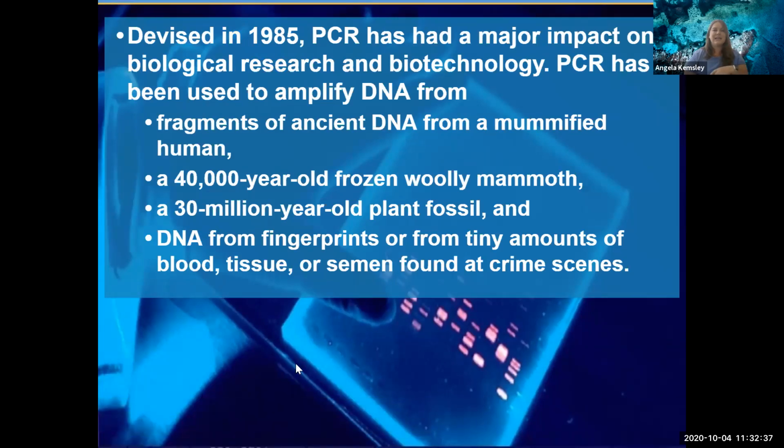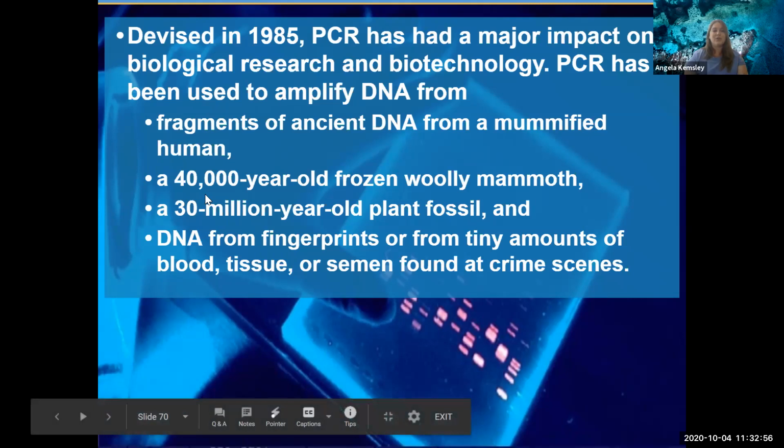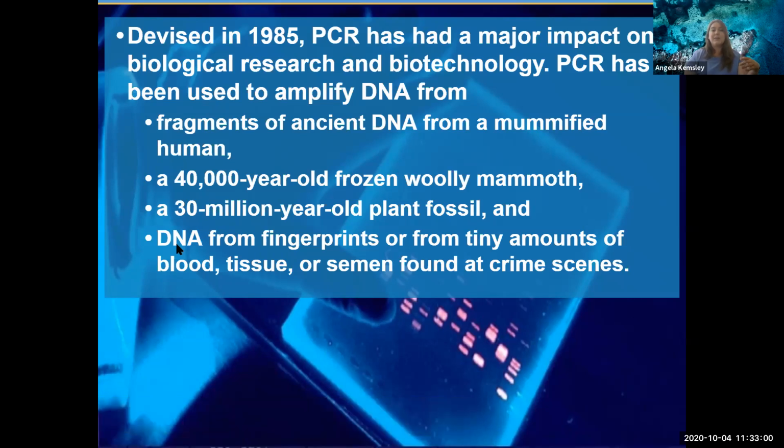So devised in 1985, PCR has had a major impact on biological research and biotechnology. PCR has been used to amplify DNA not only from crime scenes, so we don't just use this in crime scenes, but we also use PCR to amplify fragments of ancient DNA from mummified humans. We used it to amplify the DNA of a 40,000-year-old frozen woolly mammoth, a 30-million-year-old plant fossil, and even DNA from fingerprints or from tiny amounts of blood, tissue, semen, things found at crime scenes.